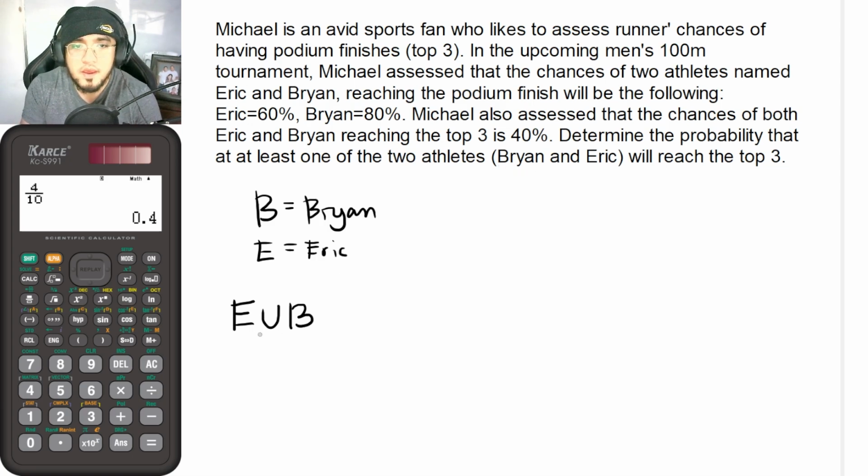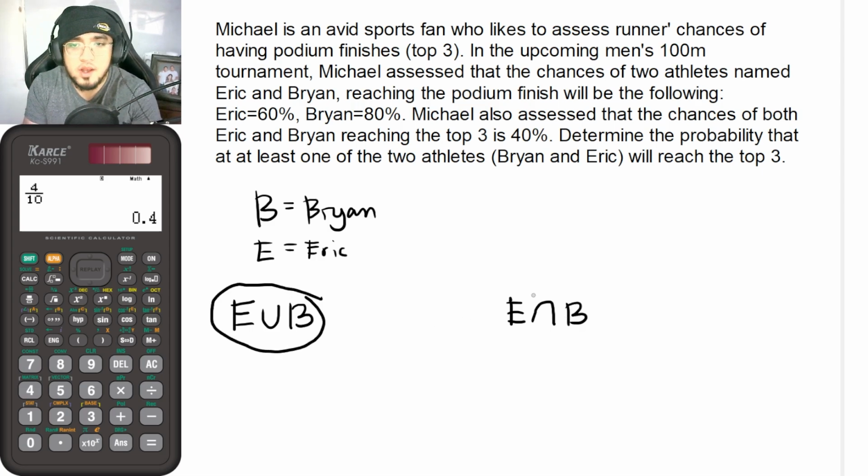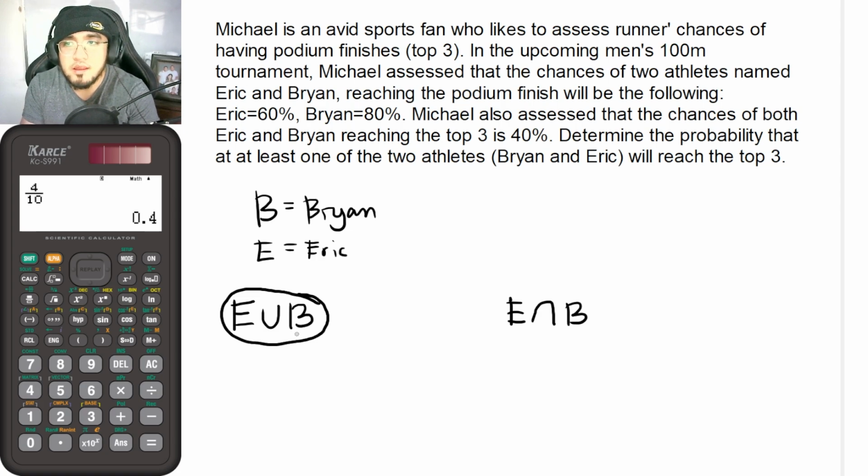So once again, at least one of the two athletes. If you are thinking, why shouldn't our equation be E in intersection with B? Why should this be our equation and not that? Because the intersection represents that both Eric and Brian should be at the podium finish. But the union represents that either Eric or Brian should be in the podium finish.